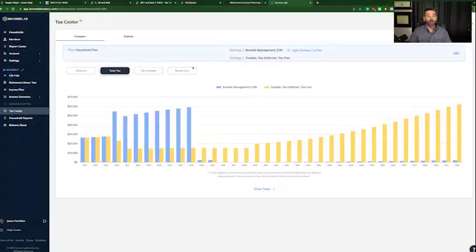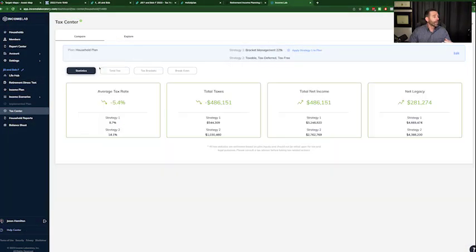So not only are you benefiting yourself today, like in Bob and Jill's situation, saving, I think it was $486,151 in taxes, we're also going to increase the legacy by $281,274 as an estimate. So in this case they're going to be passing on about $4.669 million. And this will pretty much all be tax-free, whereas if we did it here, it would be mostly pre-tax, and this would be taxable income for their heirs.